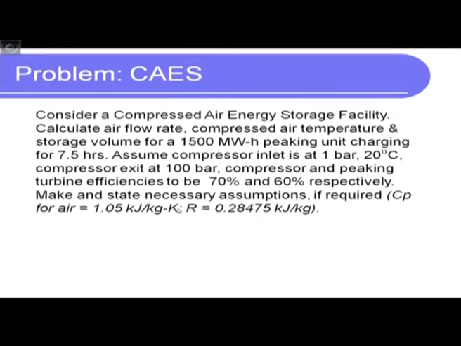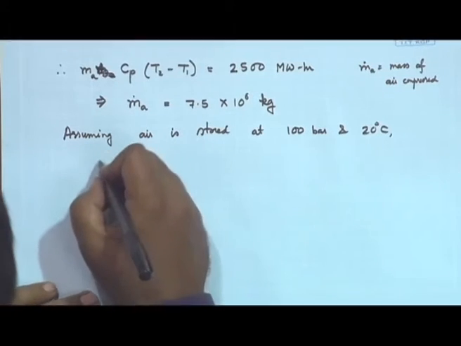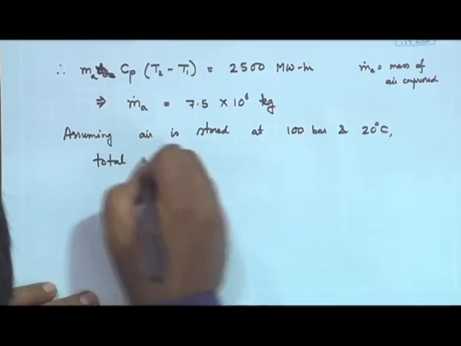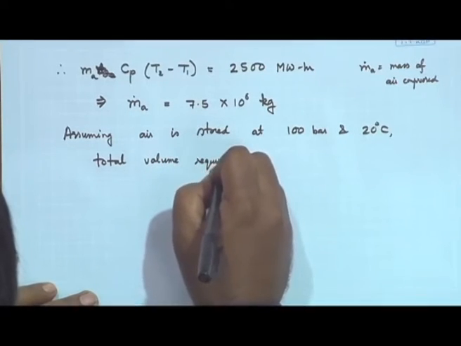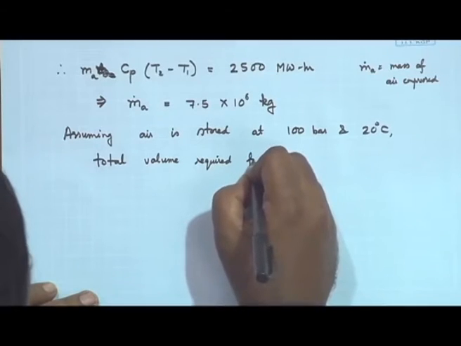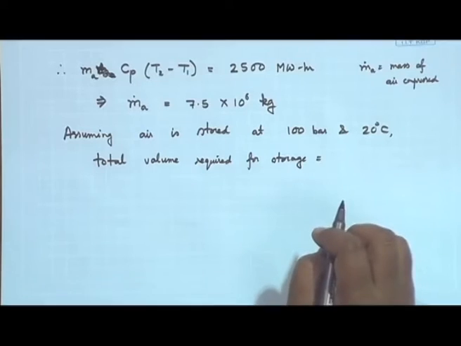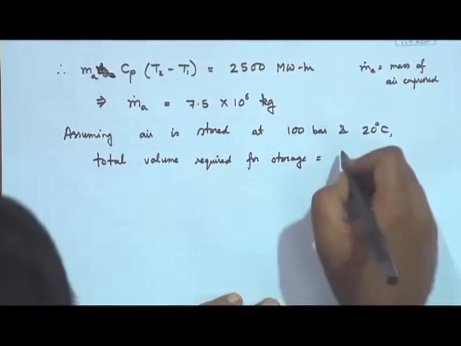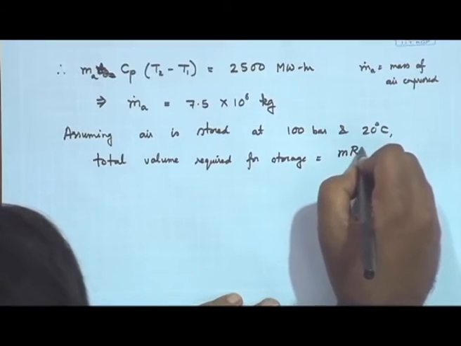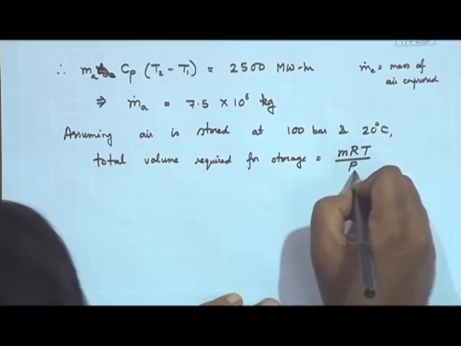So, therefore, at 100 bar and 20 degrees centigrade, I can write the total volume required for storage. So, therefore, storage volume, what are we going to use? We are going to use PV equals mRT, air, okay, V equals mRT by P, and in this case what is it?